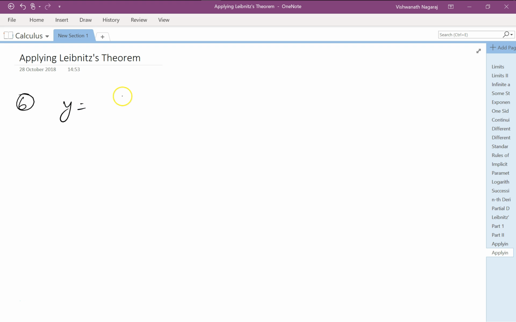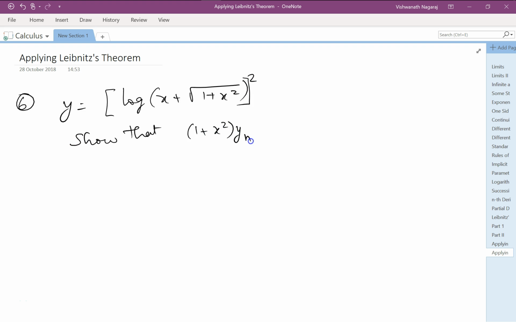Y equal to log of x plus square root of 1 plus x square, the whole square. Show that 1 plus x square yn plus 2, plus 2n plus 1 yn plus 1, plus n square yn is equal to 0. Again, here itself we know we have to do differentiation twice before applying the Leibniz theorem. So let's do the differentiation.